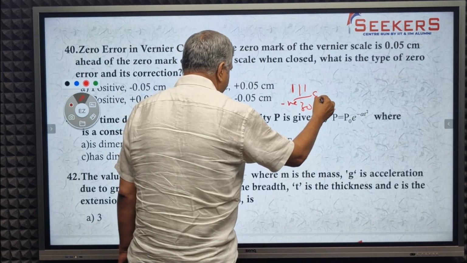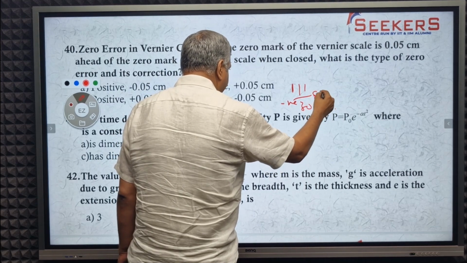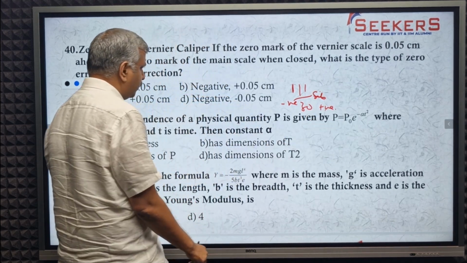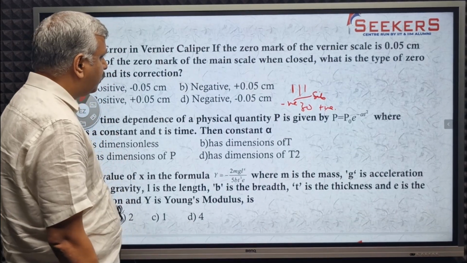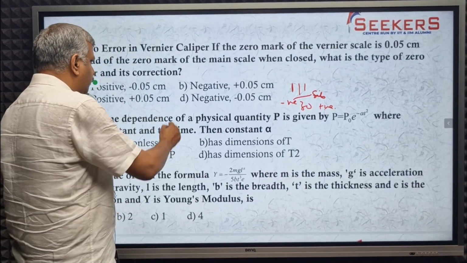Negative zero errors are finally added, positive zero errors are subtracted. So I'll say it's a negative zero error and it is negative 0.05 cm.